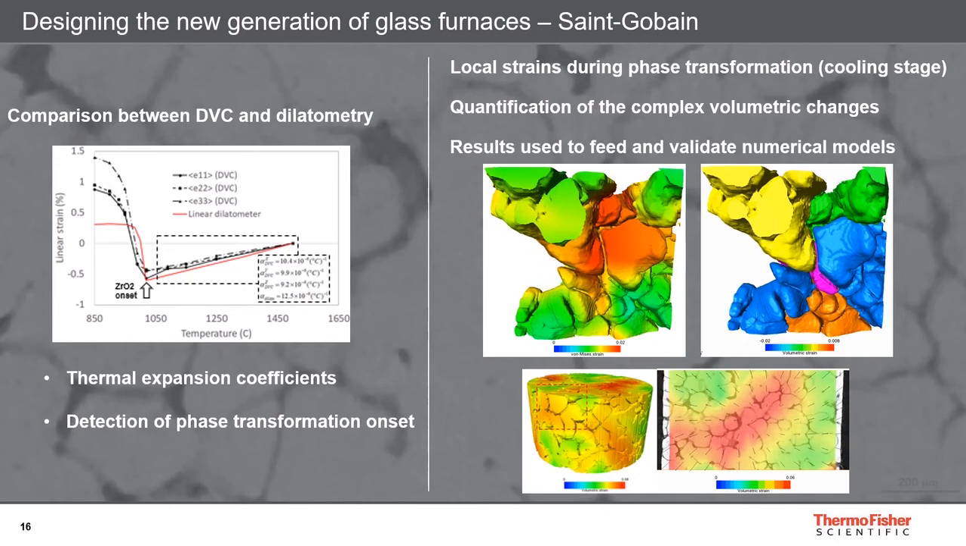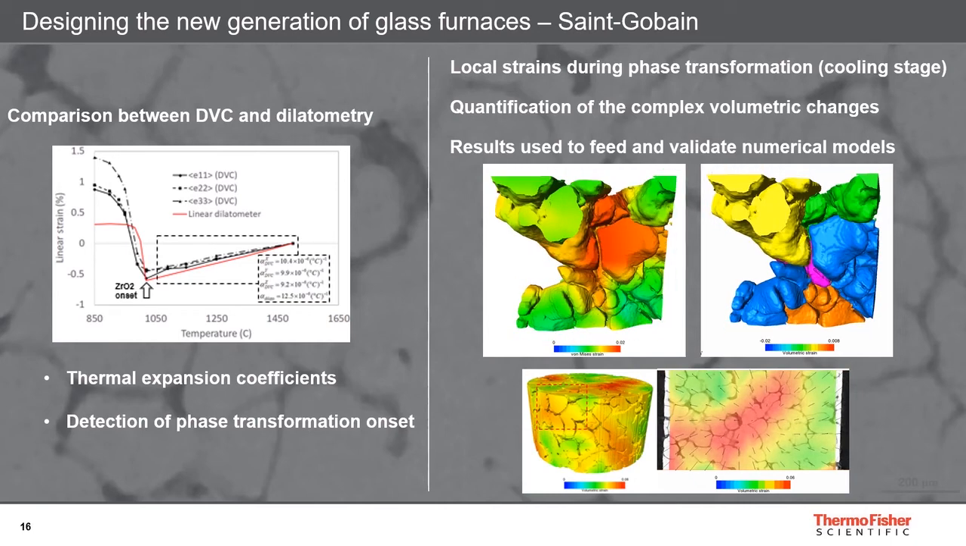degrees Celsius. A global FE-DVC approach was used to compute the displacement and strains between 1020 and 850 degrees Celsius. Validation of the DVC results with another technique produces good agreement between the DVC and the dilatometry measurements of thermal expansion coefficients and detection of phase transformation onset.